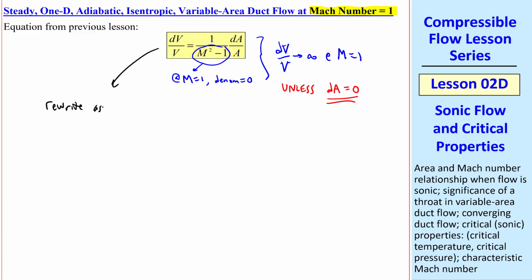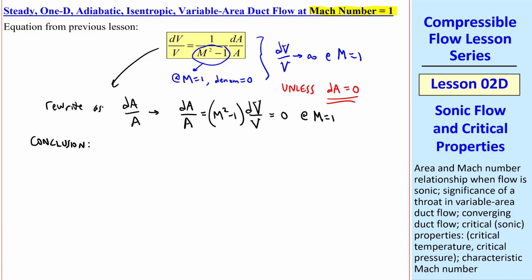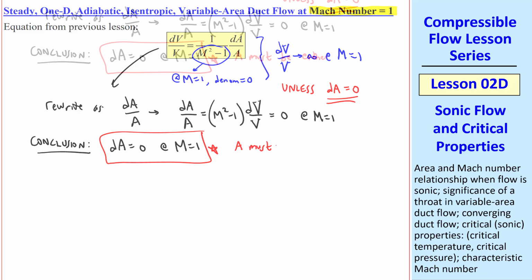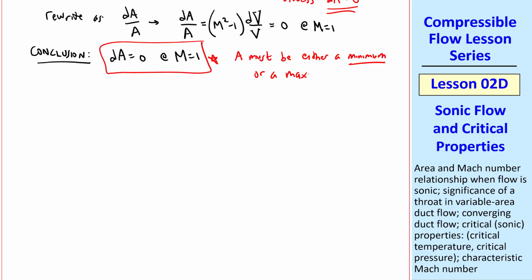Let's rewrite this equation in terms of dA over A. dA over A is Mach number squared minus 1 times dV over V, which becomes 0 at Mach number equal 1. The conclusion from this little exercise is that dA equals 0 at Mach number equal 1. In other words, the area, and we're talking about cross-sectional area here, must be either a minimum or a maximum. Let's consider these two possibilities.